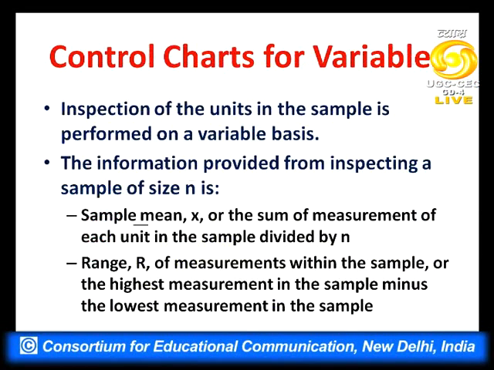Control charts for variables. Now, we will discuss the control charts for variables. Under this, inspection of the units in the sample is performed on a variable basis. The information provided from inspecting a sample of size n is, first, the sample mean x bar, the sum of the measurements of each unit in the sample divided by n. Range R also we will get: the range of measurements within the sample, the highest measurement in the sample minus the lowest measurement in the sample.